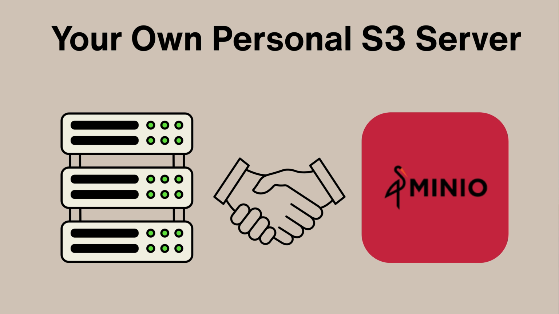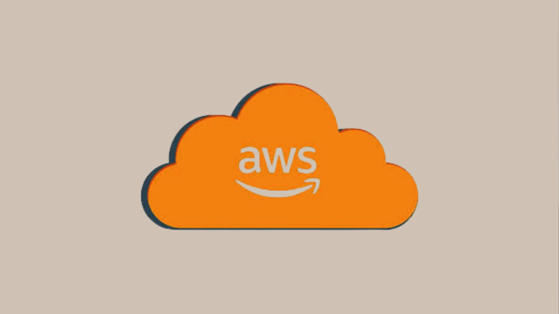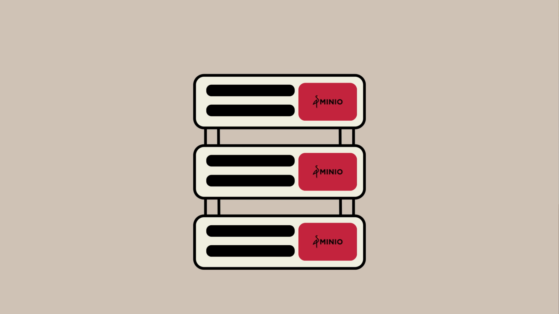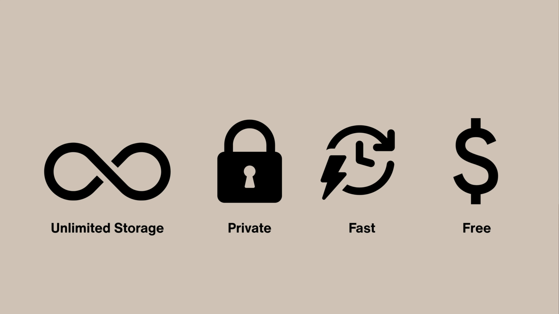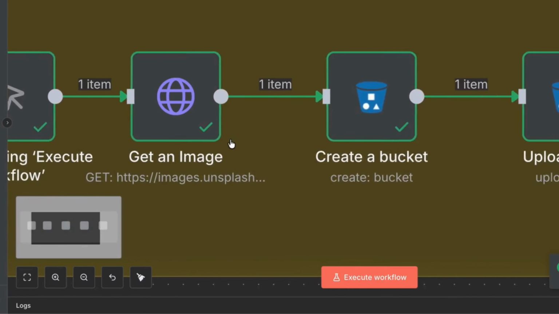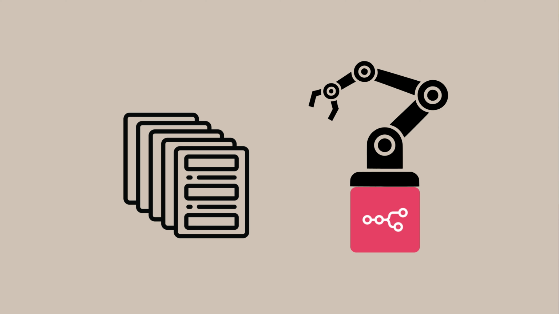In the next 6 minutes, we are going to build your own personal S3 storage server. But instead of Amazon servers, this one runs on your own laptop, a mini PC, a server, a potato, anything which can do processing. It's unlimited storage, private, fast, free. And then we're gonna connect it to n8n so your workflow can upload, download, process, delete, or do whatever automations people do with the files.